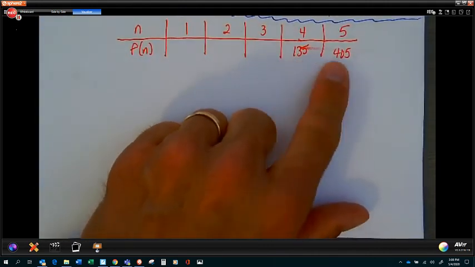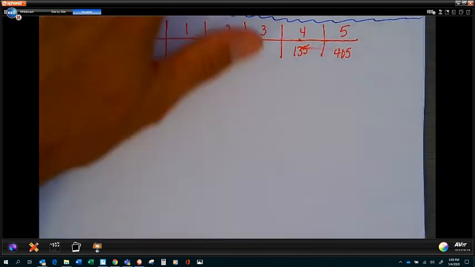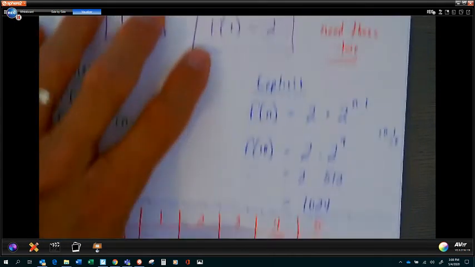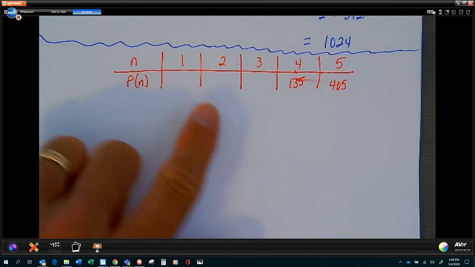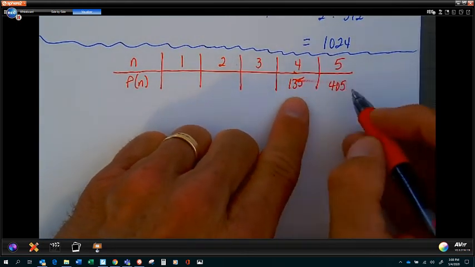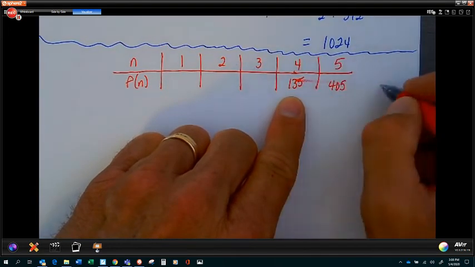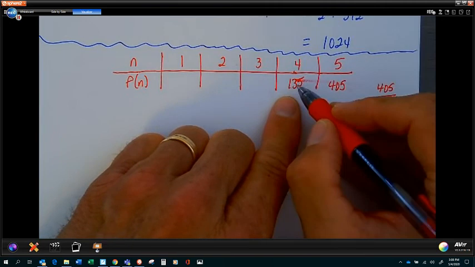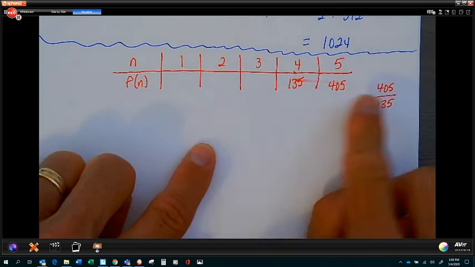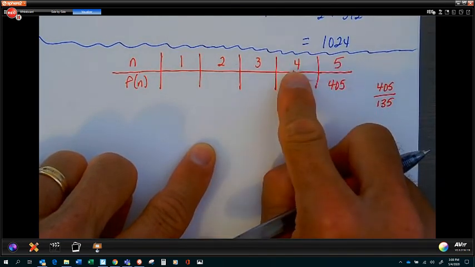So if we have two consecutive terms, remember how I told you the common ratio is going to be the second term divided by the first term. Well, let's say you don't have the first or the second term. If you have two consecutive terms, you always take the next term divided by the previous term to find the common ratio. You don't do 135 over 405. You do 405 over 135. So you take the highest sequence term and divide it by the one previously before that.